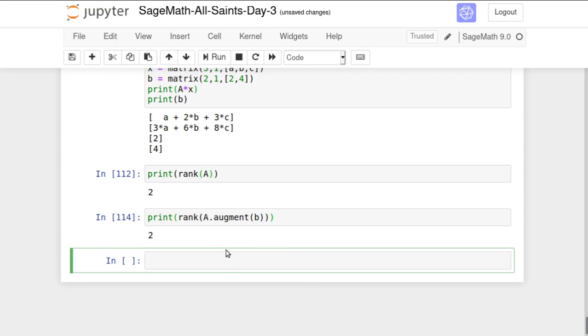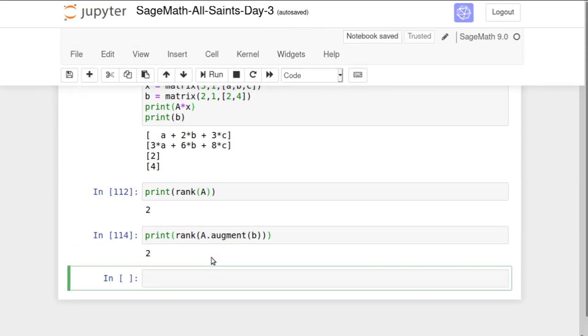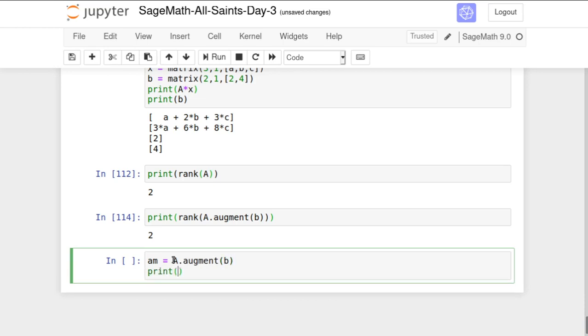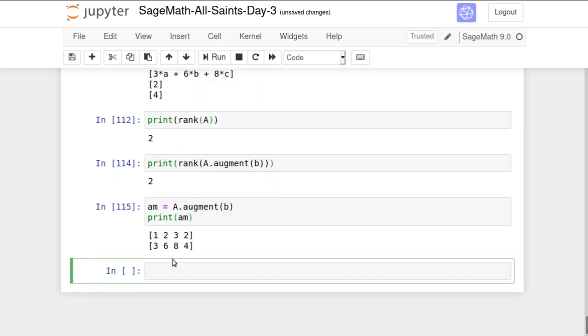Now we are going to row reduce this. For row reducing, what we usually do is convert this into something known as echelon form. We have to row reduce the augmented matrix, and after that we will see. So the augmented matrix we will call AM. AM equals A dot augmented with B. So what is AM now? AM is equal to this.